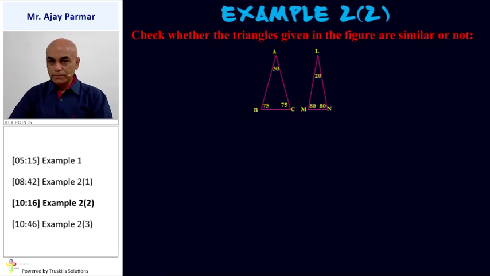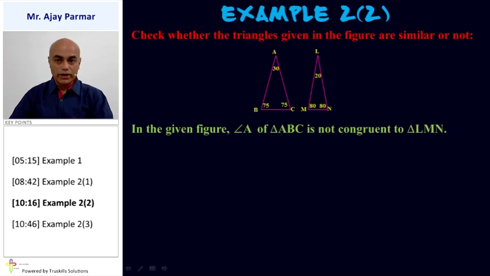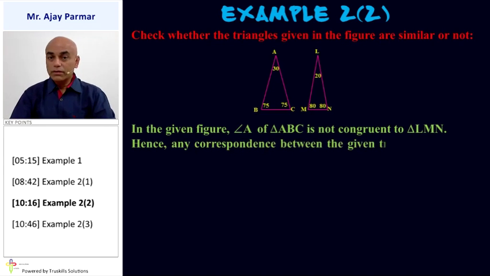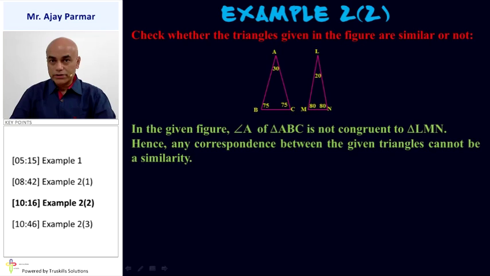In the given figure, are the triangles similar or not? We can pick up any of the triangles, say angle A and angle L. They are not congruent angles. And the first prima facie condition of two triangles to be similar, what is that? That is, angles should be congruent. So, none of the correspondence between these two triangles will be a similarity. So, the triangles can never ever be similar for the given conditions.